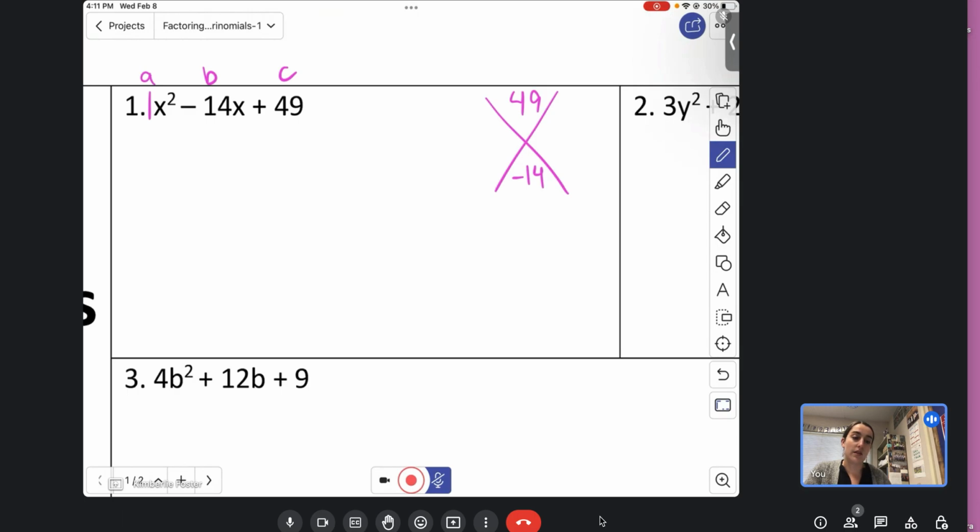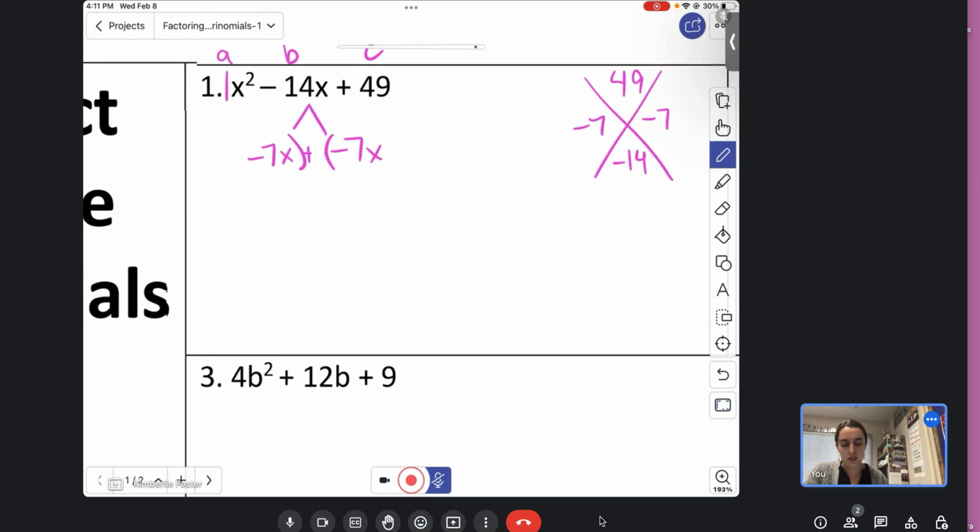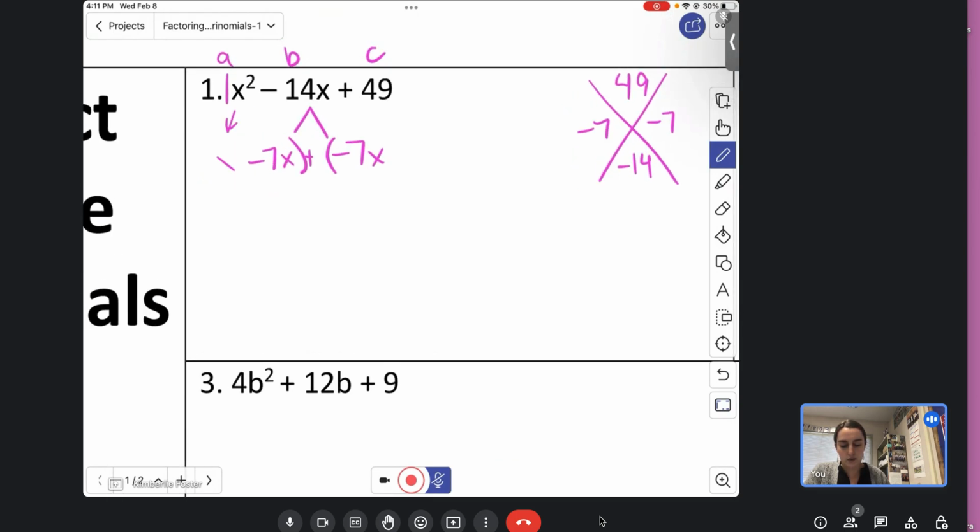They're both going to need to be negative because they multiply to a positive and combine to a negative. So it's going to be negative 7 and negative 7. So I'm breaking up my middle term here into negative 7x and negative 7x. All right, so I'm going to bring down my x squared, and I'm going to bring down my positive 49.